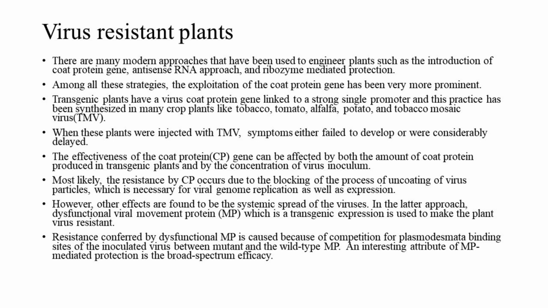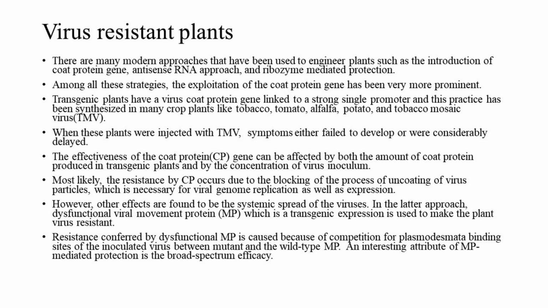The effectiveness of the coat protein, CP, gene can be affected by both the amount of coat protein produced in transgenic plants and by the concentration of virus inoculum. Most likely, the resistance by CP occurs due to the blocking of the process of uncoating of virus particles, which is necessary for viral genome replication as well as expression. However, other effects are found to be the systemic spread of the viruses.